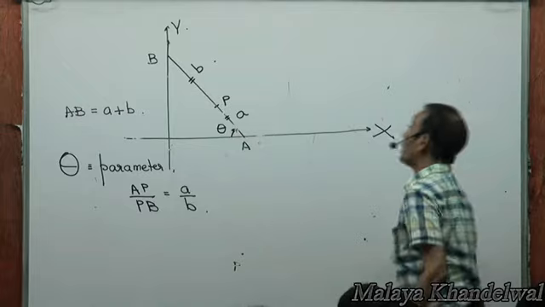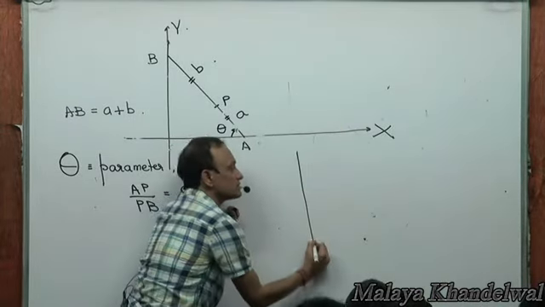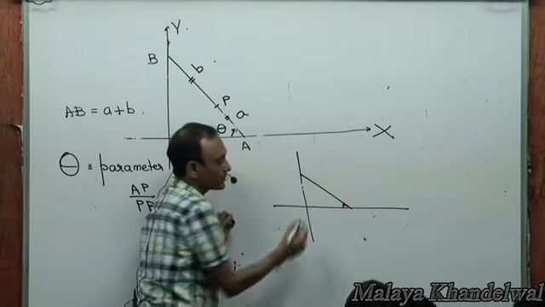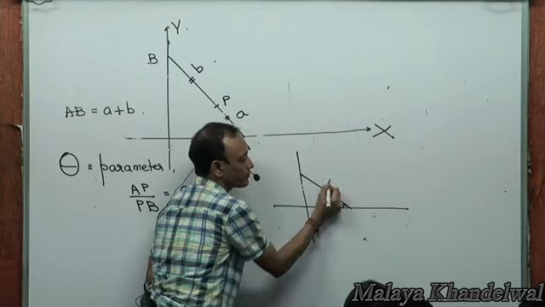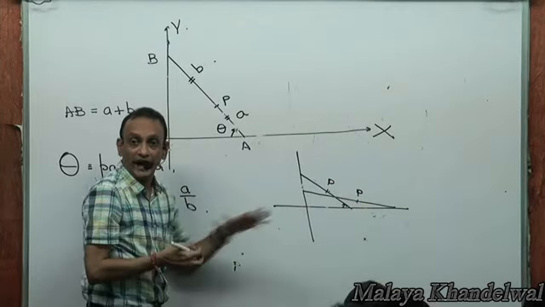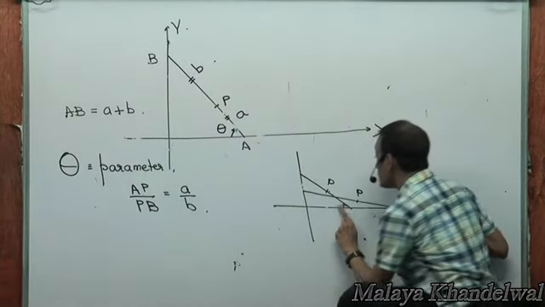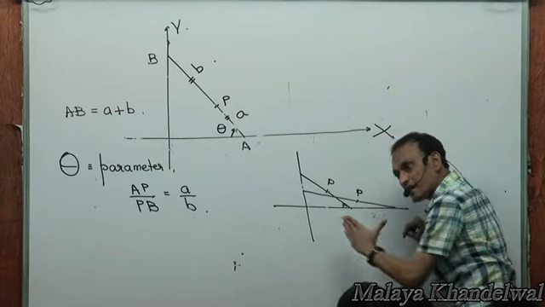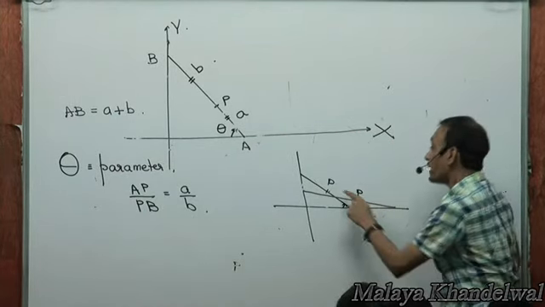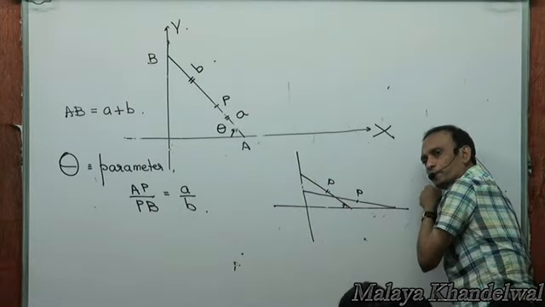Clear? Now, while the ladder slides, this is one position of the ladder with a certain theta, and the point P is here. While the ladder moves to this position, let's say the point P comes to this position, and so on and so forth. So while the ladder keeps sliding, the parameter theta keeps changing. The point P, which divides AB in the ratio a is to b, keeps moving to newer and newer positions.